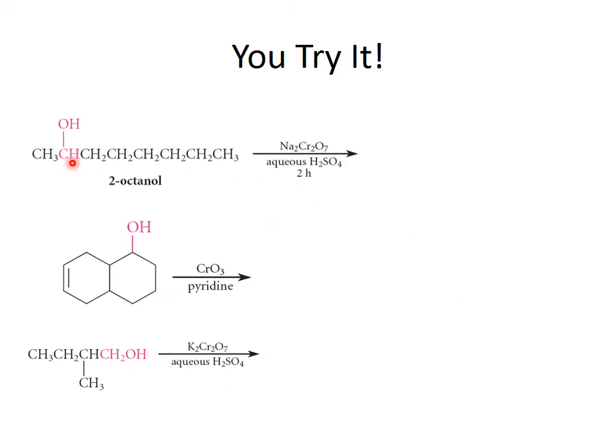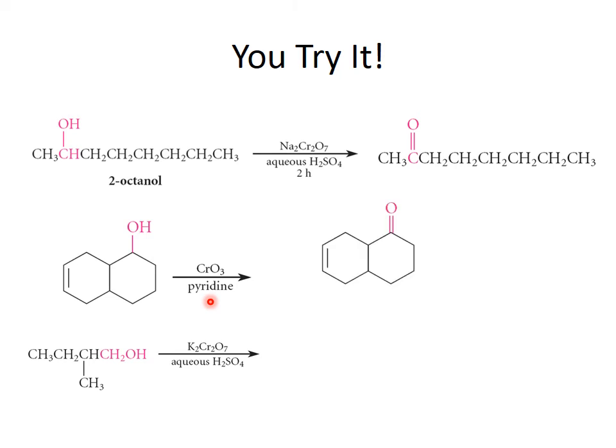What are the outcomes of these reactions? Notice this is a secondary alcohol, and we've got sodium dichromate. If I treat this with sodium dichromate and acid, you make chromic acid, which then oxidizes this. What does it oxidize it to? The ketone. Here again, I have a secondary alcohol. Here we have chromium oxide and pyridine. What's going to happen? You're going to make the ketone again.